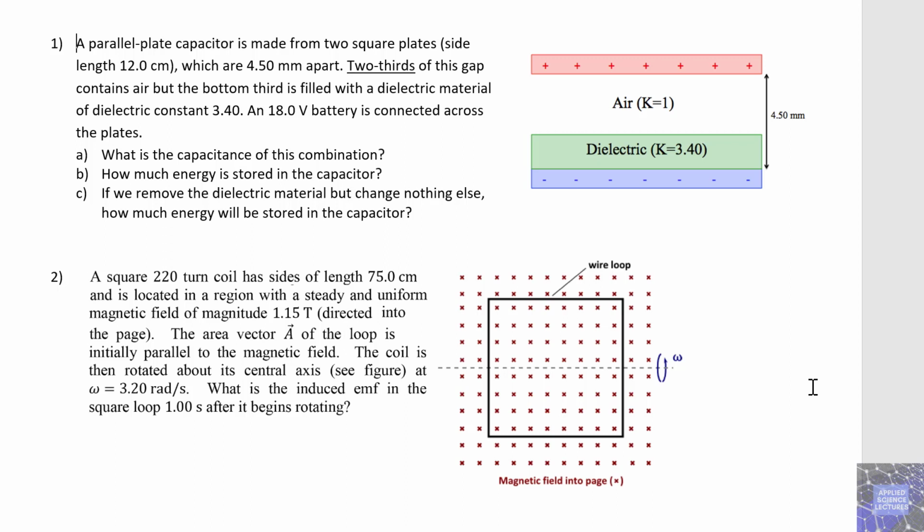The coil is then rotated about its central axis, as shown here in the figure, at an angular frequency of 3.2 radians per second. What is the induced electromotive force in the square loop 1 second after it begins rotating?